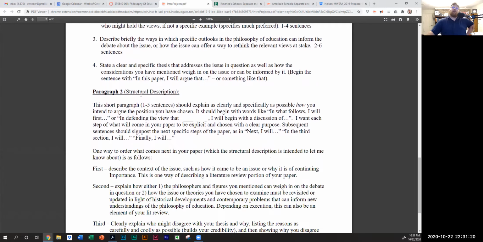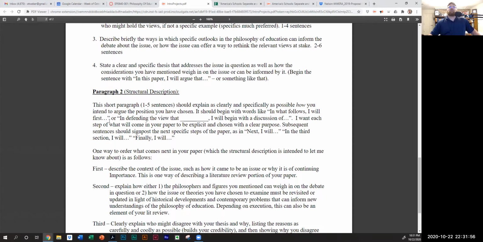Anyway, whatever this section does, I call it the structural description. Okay, so you should be describing the structure of your paper. This short paragraph, 1 to 5 sentences, it can be 1 sentence, right? 1 to 5 sentences should explain as clearly and specifically as possible how you intend to argue the position you have chosen. It should begin with words like, "In what follows, I will first," or "In defending the view that blah, that I articulated in my thesis, I will begin with a discussion of," right? You want that kind of signposting to be perfectly clear what it is you're going to be saying.